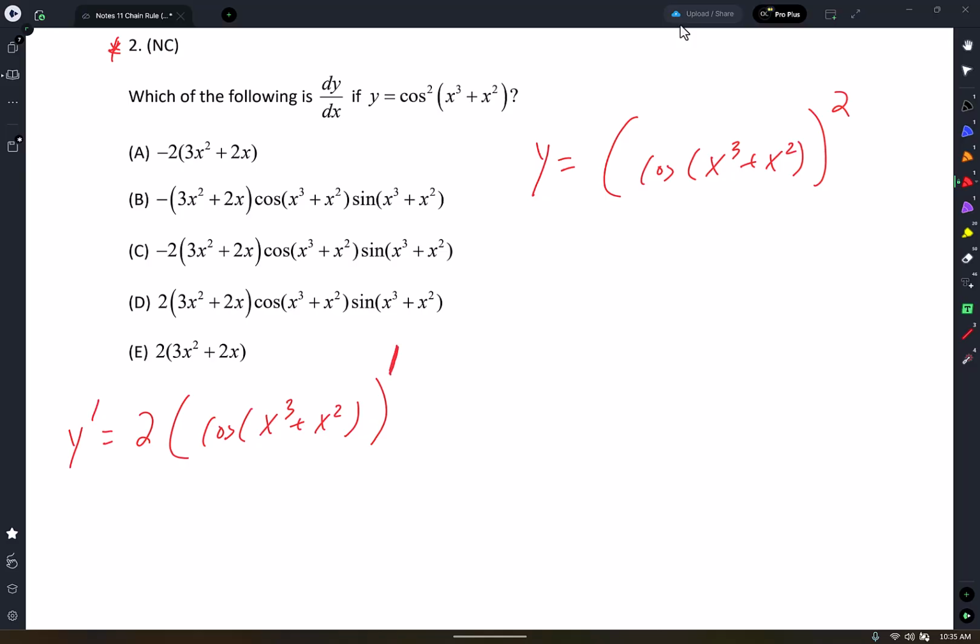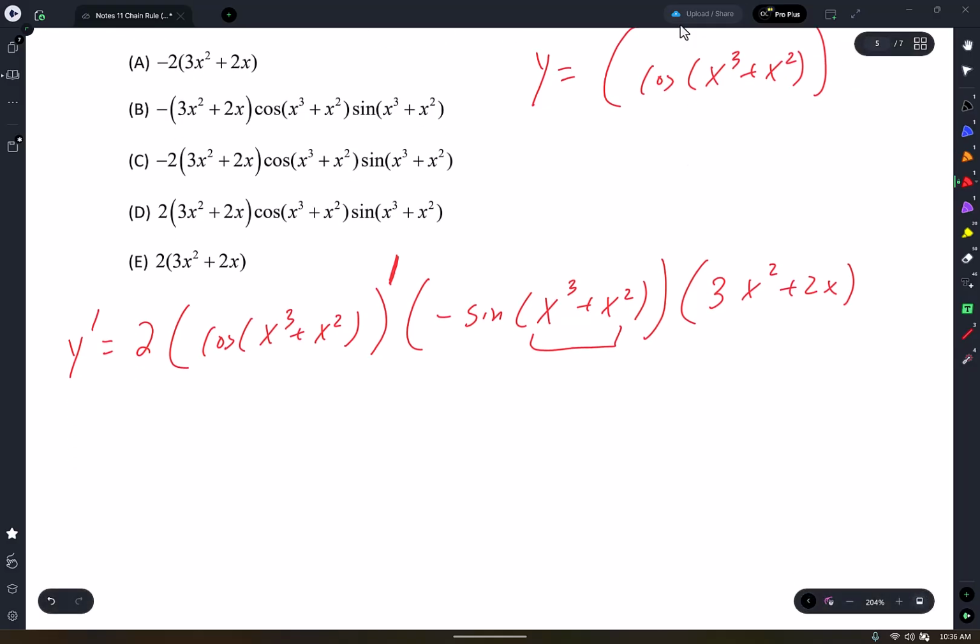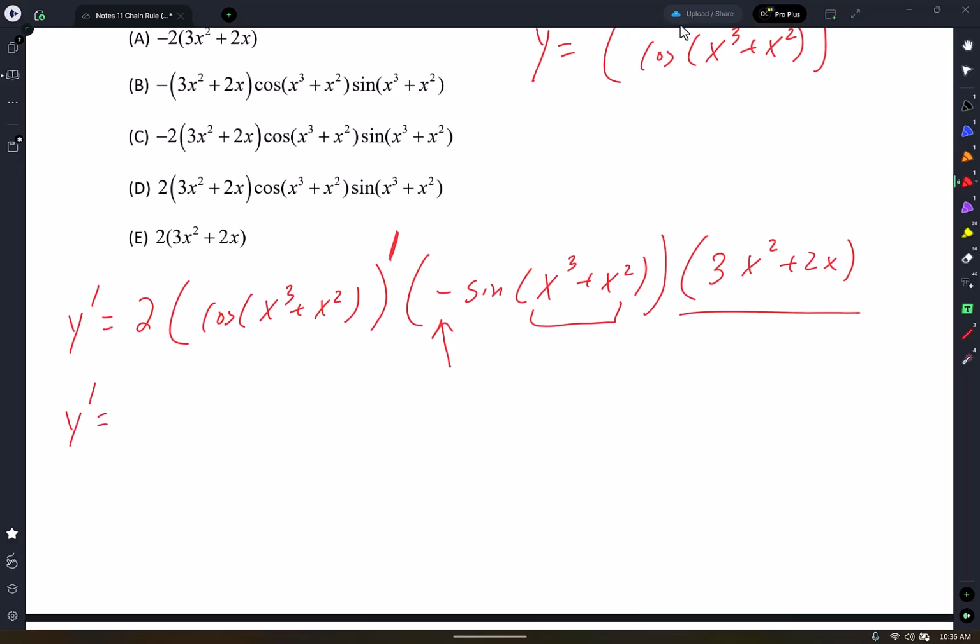And now what's the derivative of cosine? So negative sine, you keep the argument. And now, am I done? No. The derivative of this inside, which is? 3x squared plus 2x. All right, there it is. All of this is being multiplied, so I would put the negative in the front, and then start with the polynomial. Y prime equals negative 2, parenthesis, 3x squared plus 2x, close, cosine of x cubed plus x squared, sine of x cubed plus x squared.